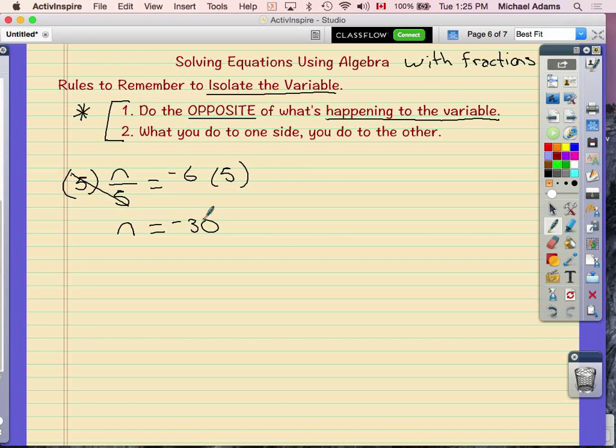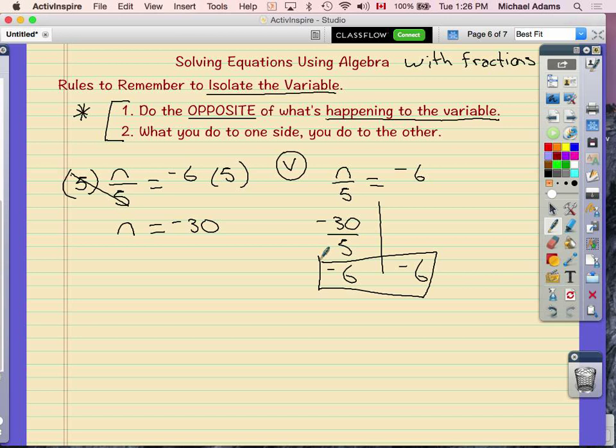Not too difficult. So now, remember, let's verify it. So write up my equation: n over 5 is equal to negative 6. Line under the equal sign. So now here, I said that n is equal to negative 30. So then I'm going to put negative 30 in place of n. So now I have negative 30 divided by 5. Well, that's negative 6. Now on the right side, I have negative 6. So these two are the same. That means this is the correct answer then. n is equal to negative 30.